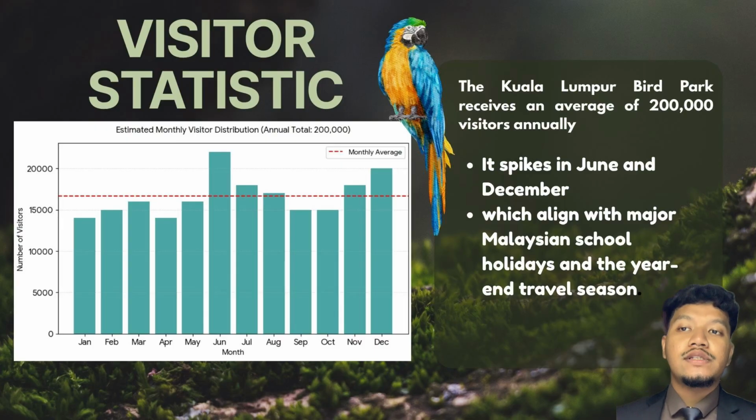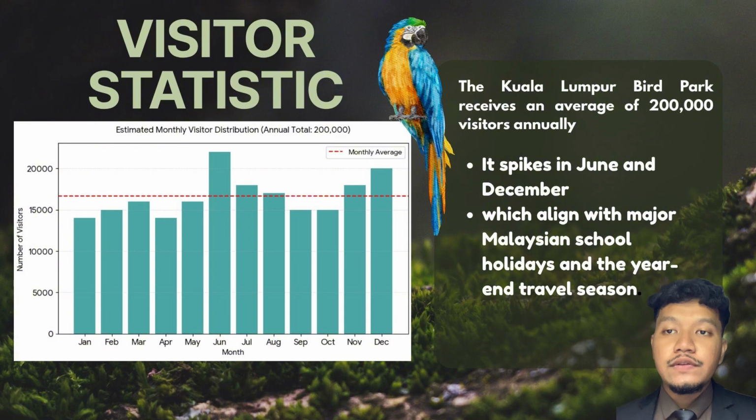Kuala Lumpur Bird Park receives an average of 200 visitors annually, making it one of Malaysia's key ecotourism attractions. Based on the graph, visitor numbers are not constant throughout the year. The park experiences clear peak seasons in June and December, when attendance increases significantly.